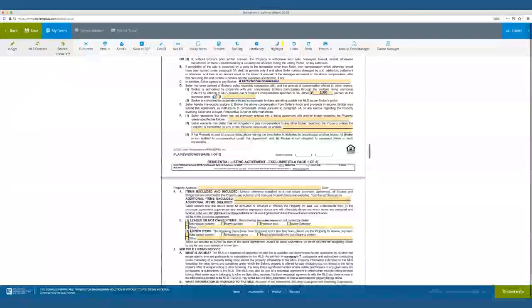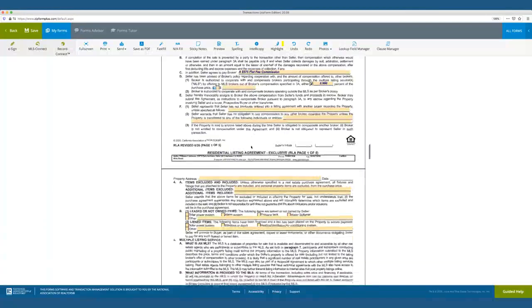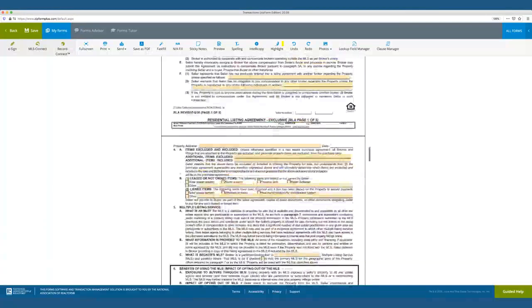So if the property is sold to anyone listed above, the seller is obligated to compensate another broker. Broker is not entitled to compensation under this agreement. Okay. And very important, broker is not obligated to represent seller in such transaction. Basically, this is saying, look, that other broker is owed this compensation. You now need to work with that broker on this sale because they're the ones who are getting the money.